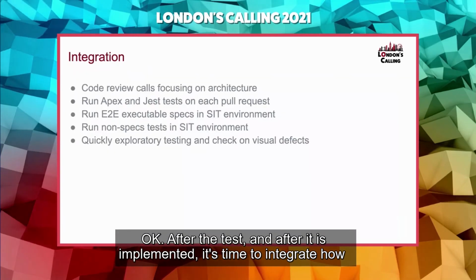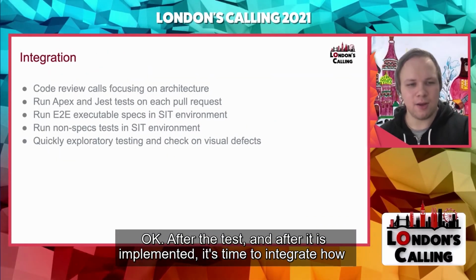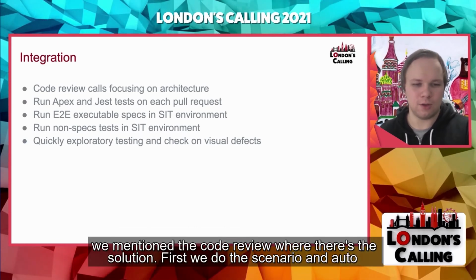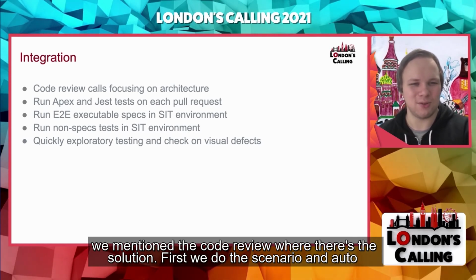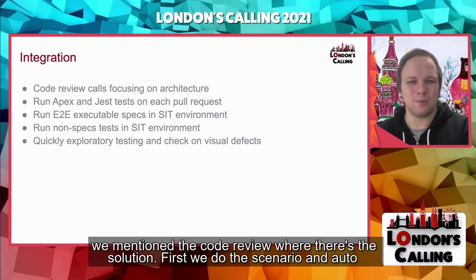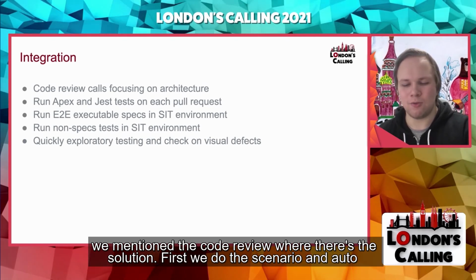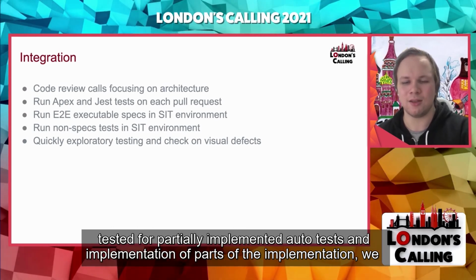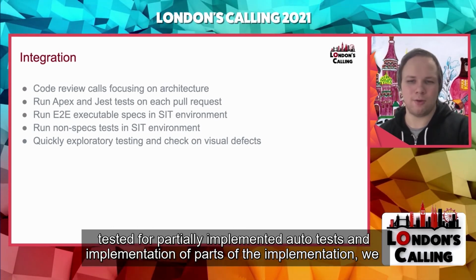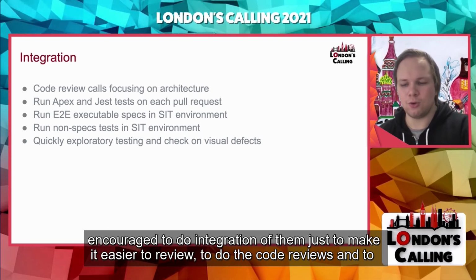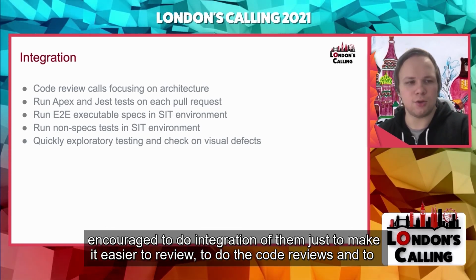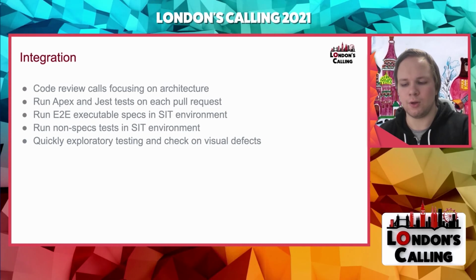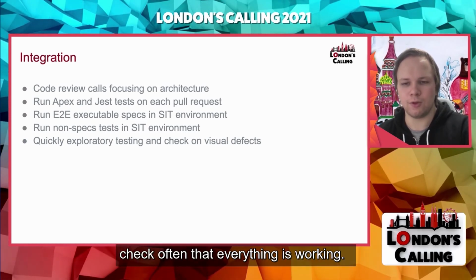Okay, and after the functionality is implemented, it's time to integrate. I already mentioned the interview, the code review, where the pair defends the solution, and it can be done in several calls. So, for example, first we do the scenario and auto tests, or partially implemented auto tests, then implementation, or even parts of the implementation. We encourage doing integration often, just to make it easier to review, to do the code reviews, and to check often that everything is working.